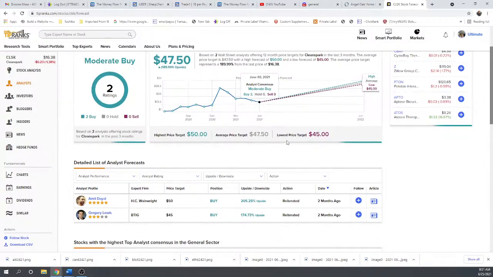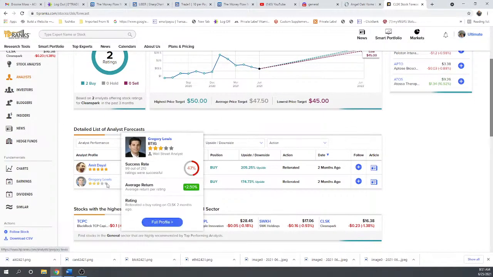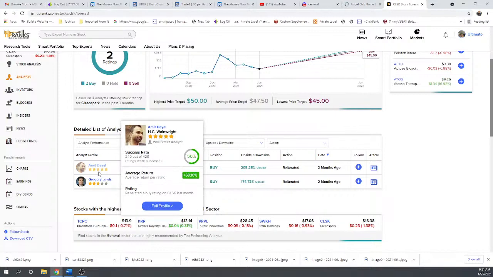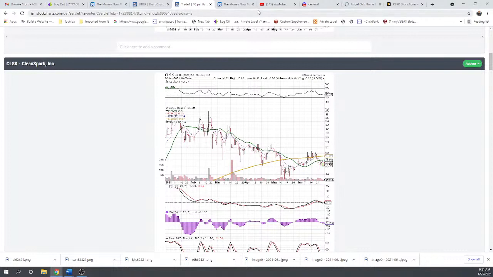$47. So people smarter than you, probably. Look at Amat Dena. Why can't I pronounce anybody's name? Average return 70%. He likes this stock. He got a 200% call on it. He likes it. CLSK. Problem is it's attached to Bitcoin. That's what's holding it down, man.